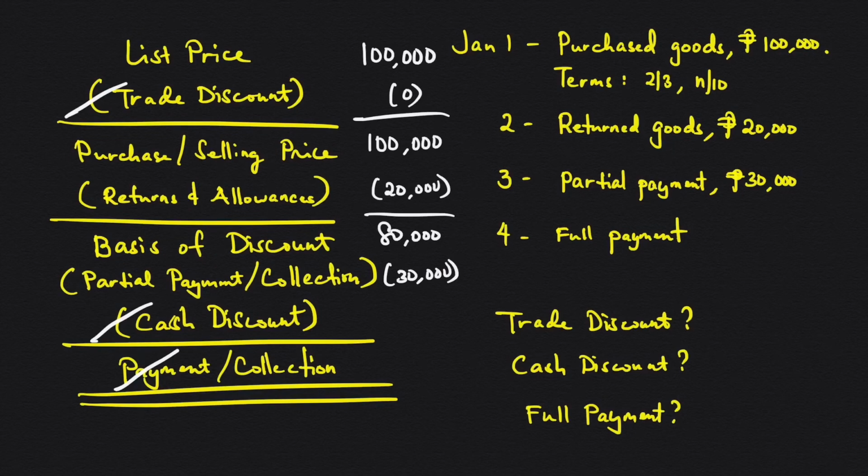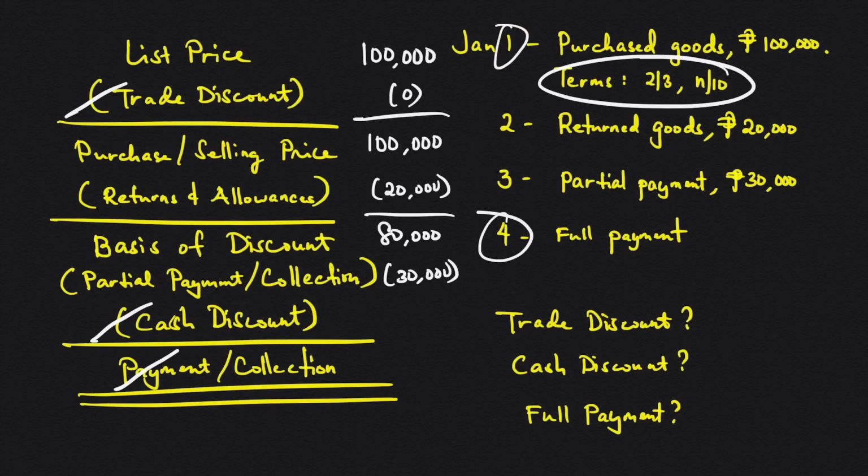And then for the cash discount, you refer to the terms and the date of payment. From the terms, you will be given 2% if you pay within 3 days. So you started on January 1, you paid on January 4. Question, were you able to pay within the discount period? The answer is yes, because this is how you compute the number of days. Get the day of the payment minus the date of the purchase. So 4 minus 1, that's 3 days. And since you were able to pay within 3 days, you get 2% cash discount.